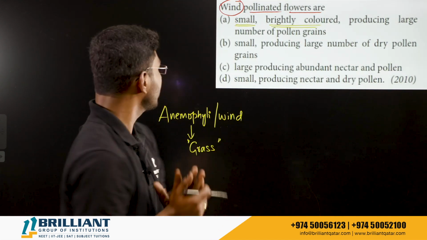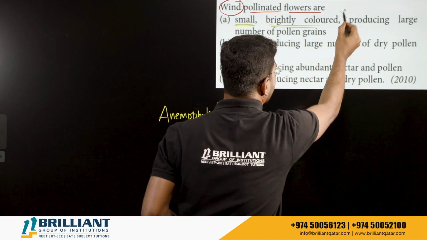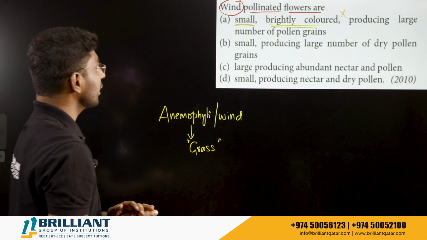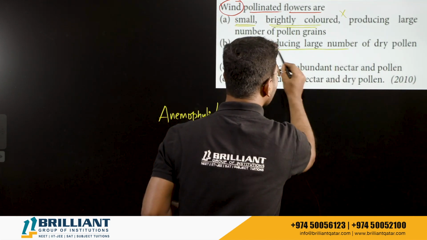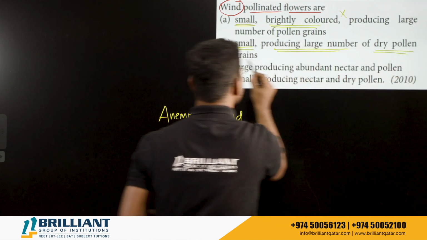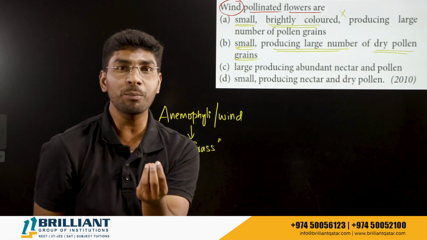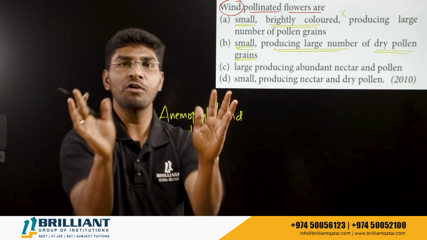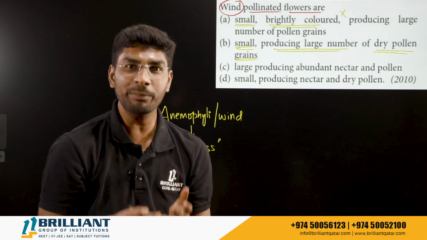You got my point? Look at what you're asking here. Small, okay. Bright color? No, sir, it is not at all bright color. Leave the first option. Look at the second option. Small. Yes, small. Producing a large number of dry pollen grains. Absolutely correct. Dry pollen grains, wing pollen grains, they have a wing-like structure to fly in air. You got my point? So a large number of pollen grains are there, dry pollen grains are there.